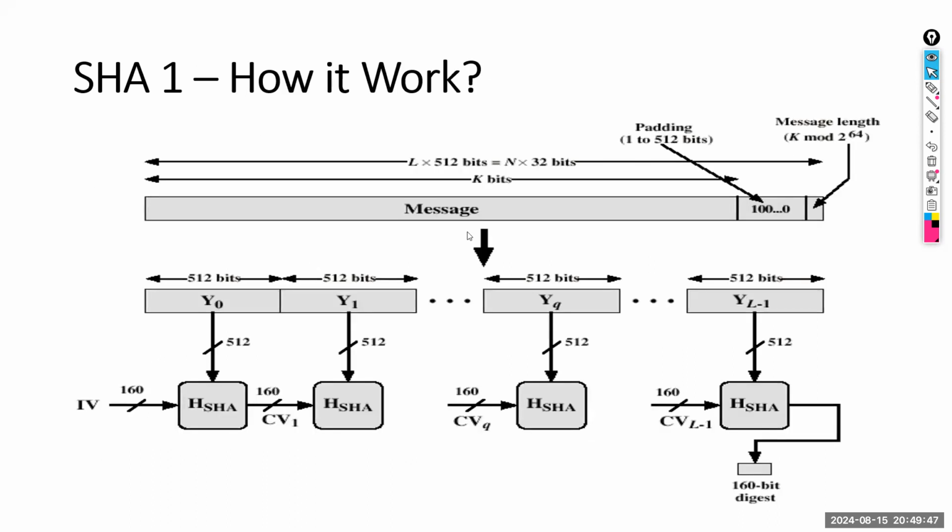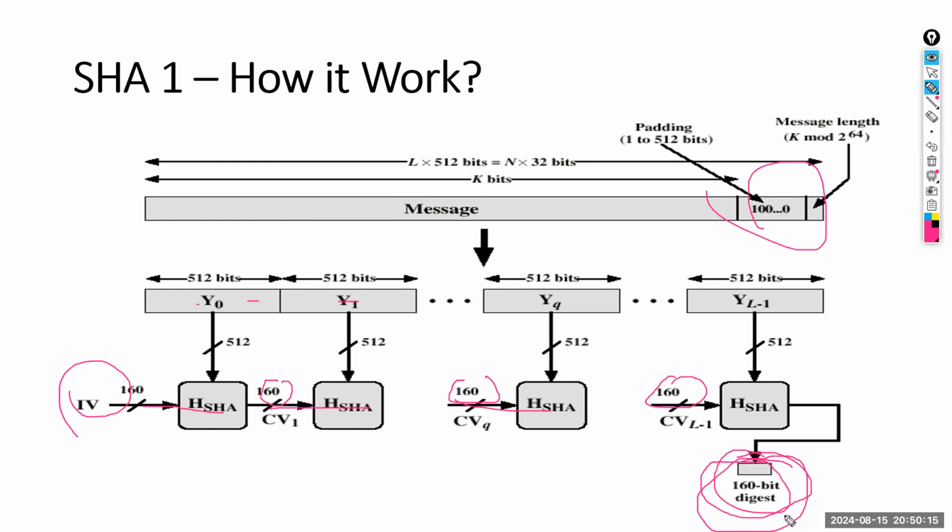Other than that, this diagram is pretty much the same. Everything else is the same. So you have the 512 blocks, you have the initial value, you need to do padding. Only thing is you get a 160 digest. So this is the final digest. And again, you can see it is chained. So therefore, any change in any place will give you a different digest.